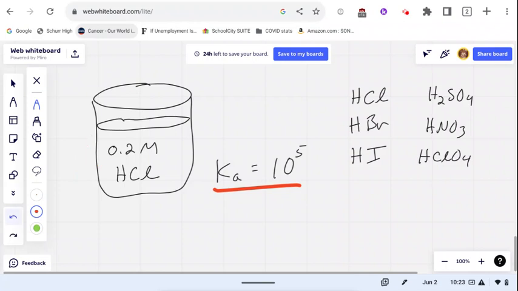And even if you're not given a Ka, usually you won't be given a Ka for a strong acid. But there's only 6 strong acids that you will probably see. Those could be hydrochloric acid, hydrobromic acid, hydroiodic acid, sulfuric acid, nitric acid, and perchloric acid. So these guys are the only strong acids. Everything else is a weak acid, and you need a Ka for that one.